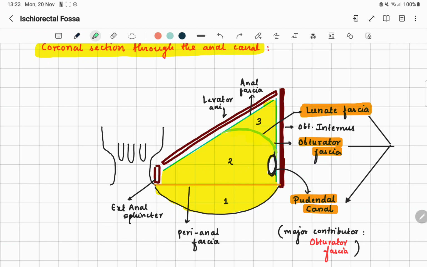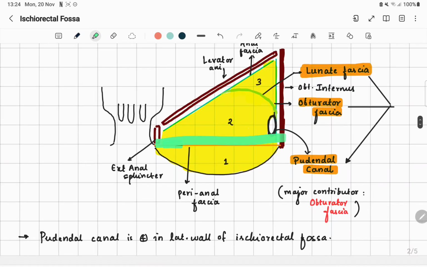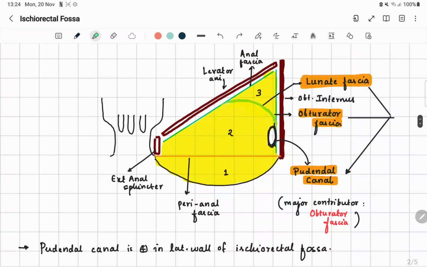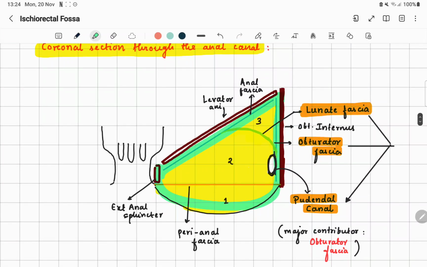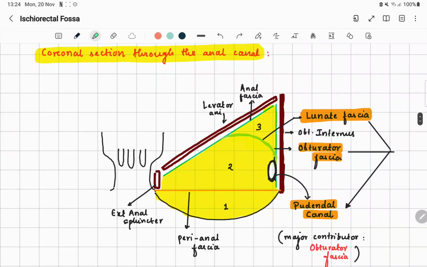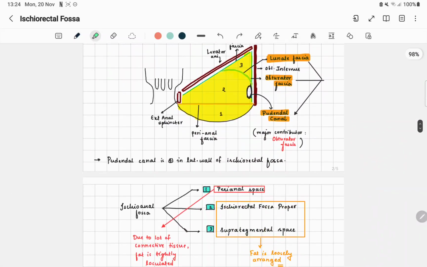And your obturator internus muscle. This is the obturator fascia. This is your pudendal canal. Your obturator fascia, pudendal canal, and your lunate fascia, a semilunar fascia type, is there like this. This is the lunate fascia, and this is the perianal fascia, and the external anal sphincter we know. So this whole part is the ischioanal fossa, this yellow part, in fact. This is just a coronal section through the anal canal.